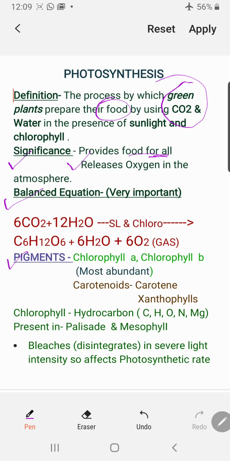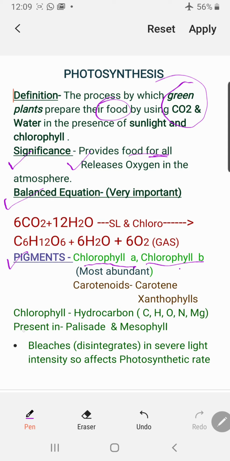So we have to discuss the pigments here. During photosynthesis, green plants have abundance of chlorophyll A and chlorophyll B. Let me tell you, chlorophyll is present in many varieties, but the most abundant one and the most contributing one to the process of photosynthesis are chlorophyll A and chlorophyll B. Right, children? Where are they present?